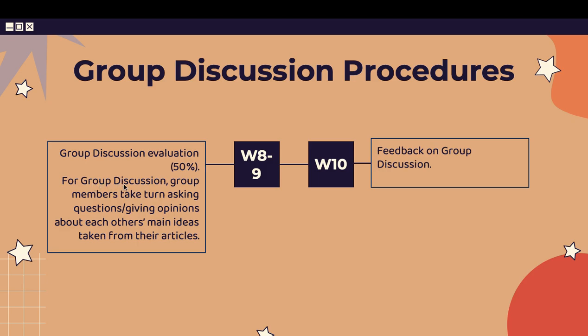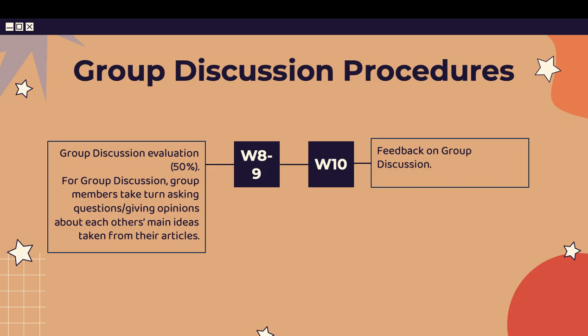So for group discussion, the group members take turns asking questions, giving opinions about each other's main ideas taken from their article. So part 1 is where they present the main idea that is taken from their article. And then part 2, group discussion, they will talk about their own opinions.